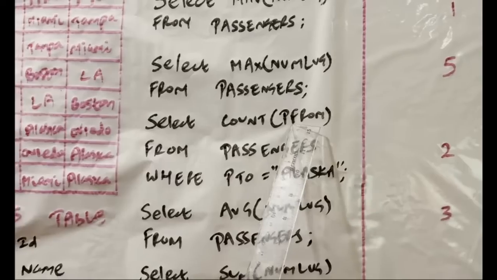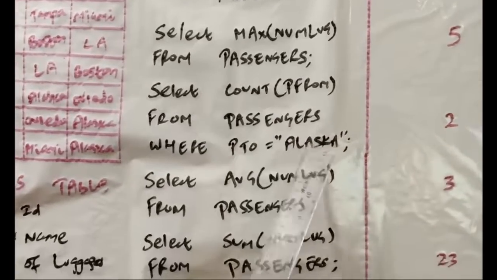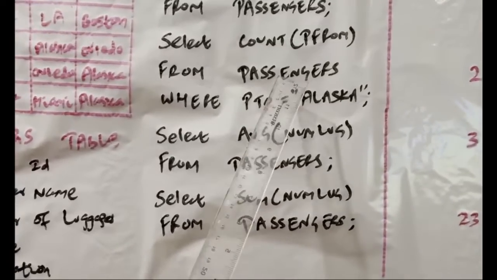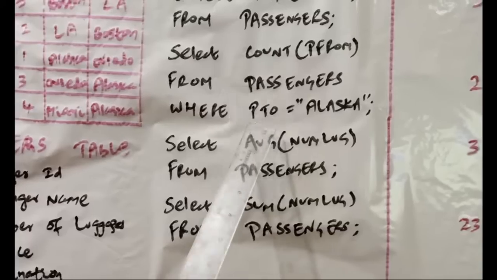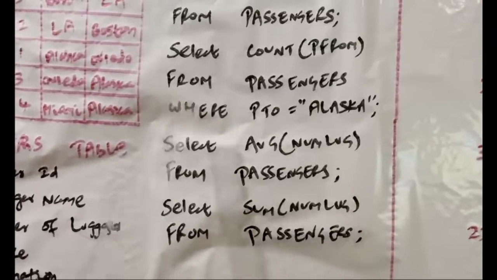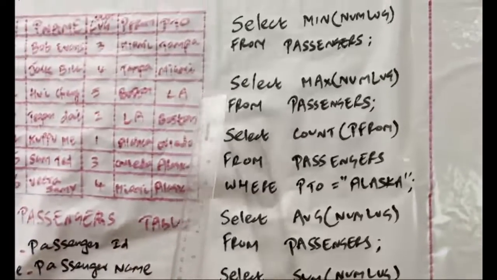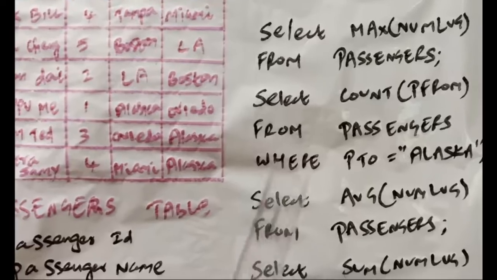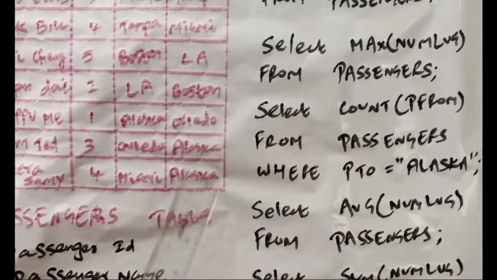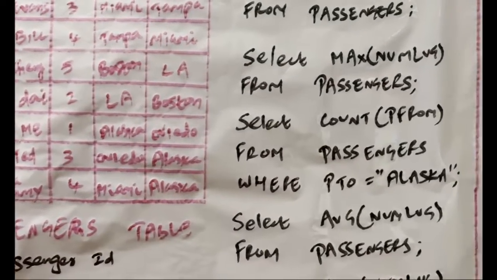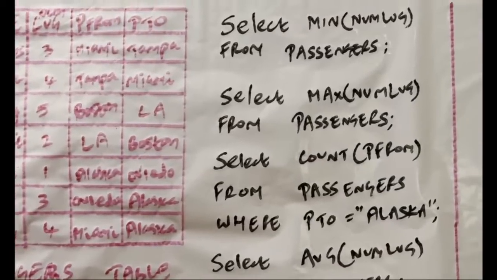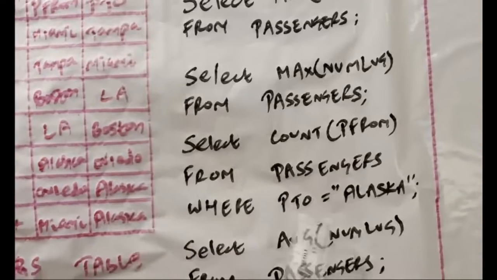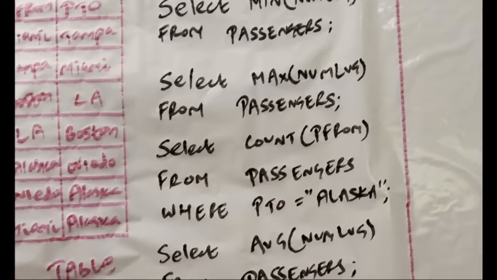Select count of P from passengers where P2 equal to Alaska. This query returns the count from the passengers table where the passenger destination is Alaska. So P2 has Tampa, Miami, LA, Boston, Oviedo, Alaska. Looks like there is a train from Alaska to Oviedo. It's an example table. It displays 2 rows, the value 2, because P2 is equal to Alaska.